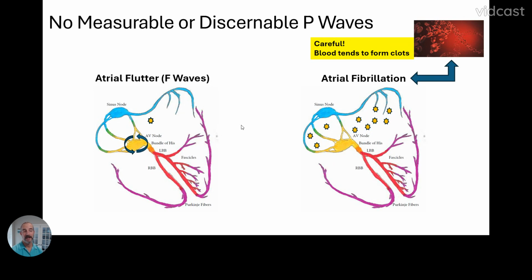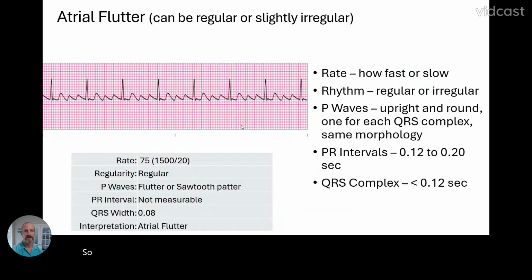So with that, if someone is on these medications and they have a traumatic incident, you have to worry in those cases about them bleeding to death. All right, so let's take a look at atrial flutter and go through our 5 rules.